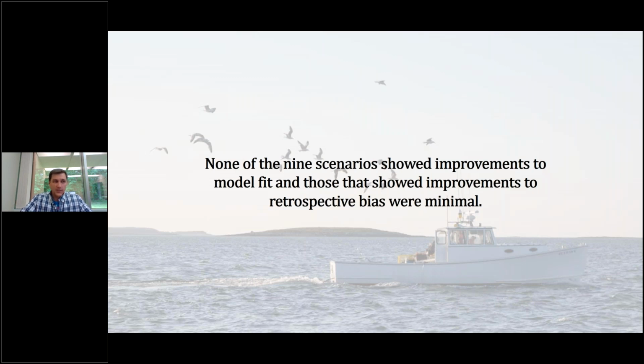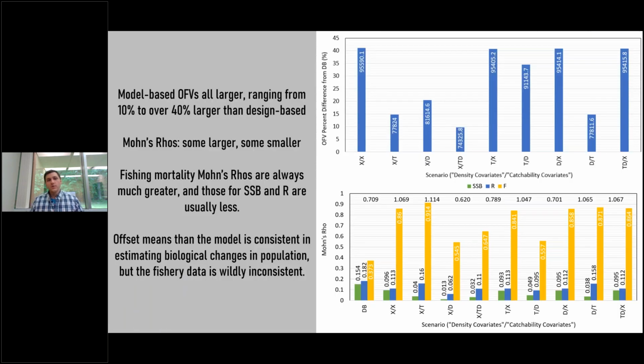So let's look at the data directly. As you can see here, the top is a graph of objective function values graphed by their differences to the objective function value in the design-based scenario. And all are larger, ranging from roughly 10% to over 40% larger. This denotes that these models did not have as good a fit as the design-based model did.